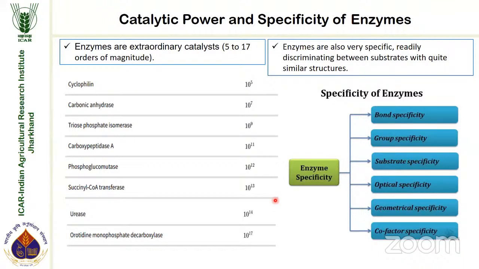So apart from this catalytic power, enzymes provide specificity at various levels, like bonds. Some enzymes are very particular about the kind of bond they hydrolyze or synthesize, like peptide bond, peptidyl transferase, you might have heard. Group specificity: some are very particular about the functional group of that chemical compound. Some are very particular about the entire substrate, their structures. Some are very particular about optical chirality of that molecule, geometrical, and even various kinds of cofactor specificity are also associated.